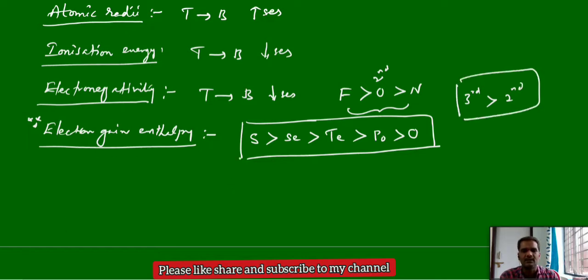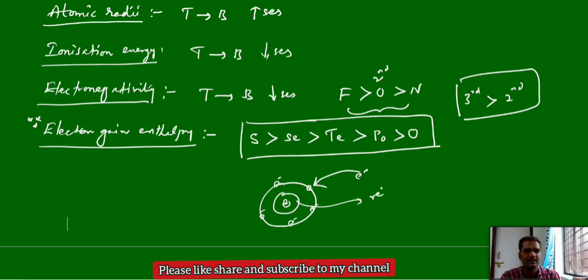Why? The reason is this. First, what is electron gain enthalpy? It is the energy released when an electron is added to the valency shell of an isolated gaseous atom. Let me take one isolated gaseous atom. It has electrons in its valency shell, and to this valency shell we add one electron externally. Then some energy is released, and that released energy is called electron gain enthalpy. So how much energy is released? If more energy is released, it indicates more electron gain enthalpy.